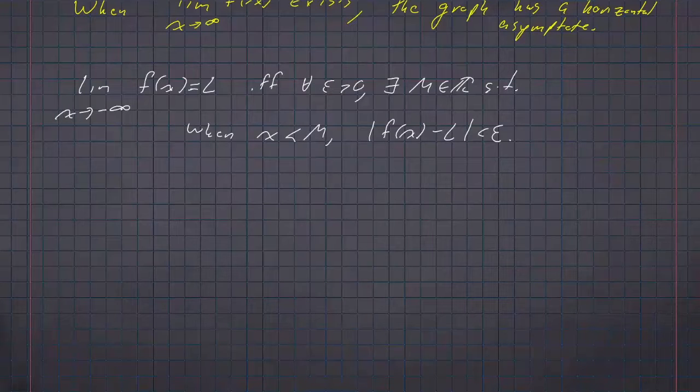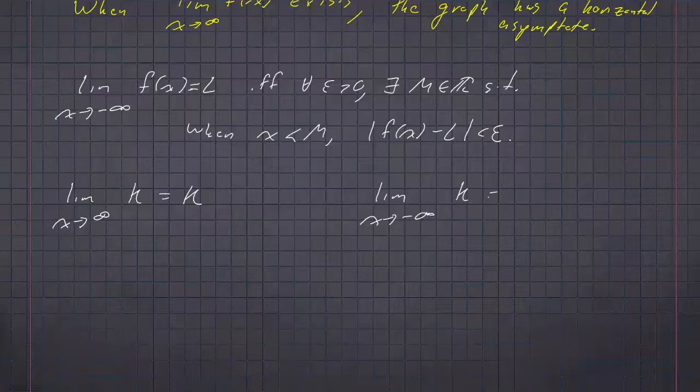But there are three rules for dealing with limits, and I'm going to look at the rules for positive and for negative infinity, although I'm only going to prove the case of one of them. The first one is a constant. The limit as x goes to infinity of some constant k is equal to that k, and the limit as x goes to negative infinity of some constant k is equal to that k.